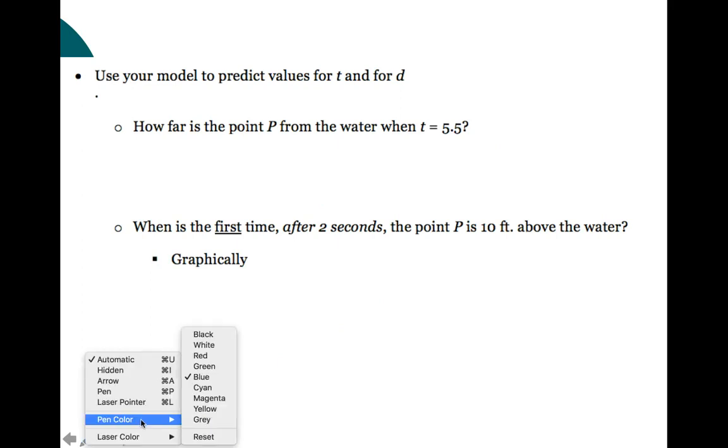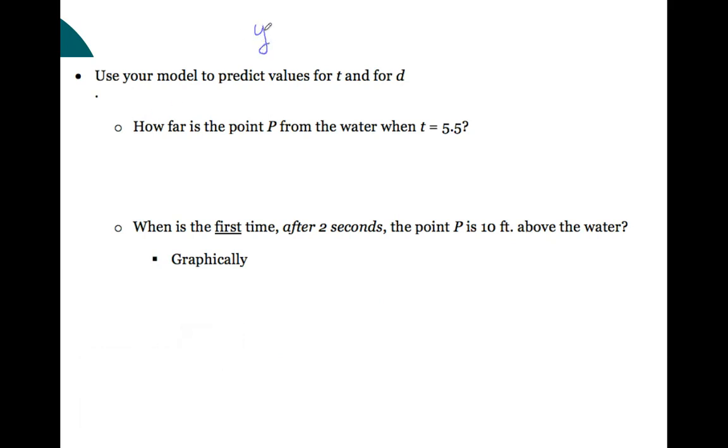So we're going to use our model. I'm going to write it at the top, actually. 7 cosine 36 t minus 2 plus 6. Use your model to predict values for t and for d. How far is point P from the water at t equals 5.5? So at 5.5 seconds, how far from the water is point P?